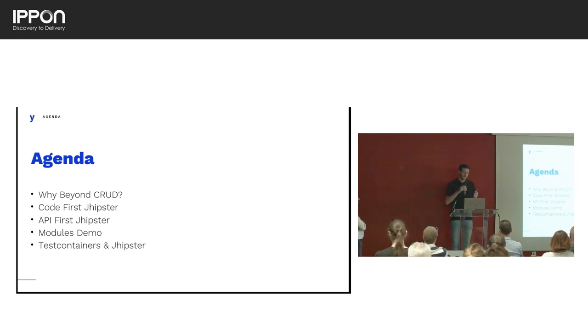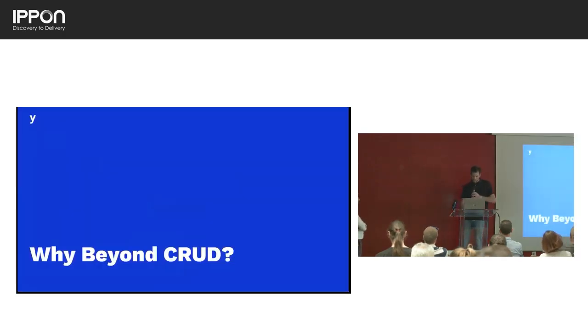How can I handle many entities and the OpenAPI endpoints? So I will compare code first and API first JHipster, how they can live together, let's say. I will demo some modules we have written and a sub-module in the JHipster main generator. It's under development. And I will tell you how easy it is to integrate Testcontainers with JHipster. Okay? So why Beyond CRUD?